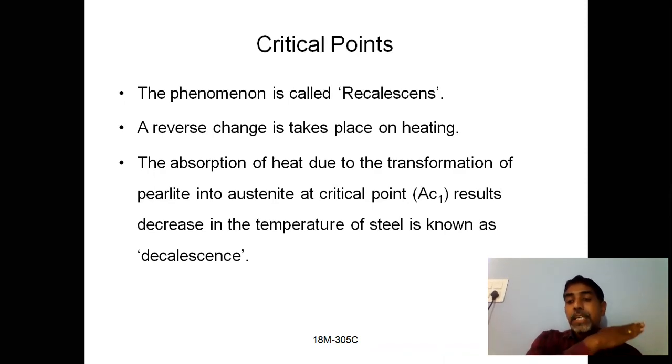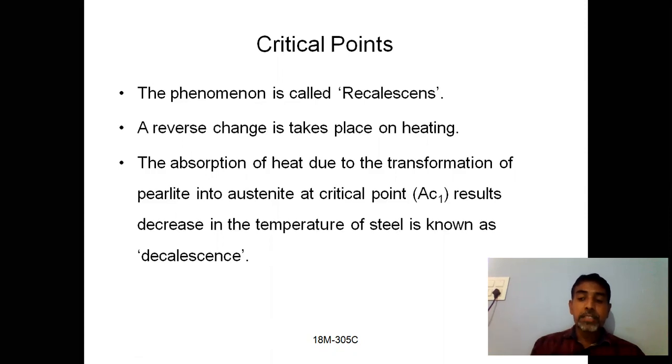In the previous case, the temperature is increasing. Here what will happen? It will become dull. Then it is called decoalescence. So what we have discussed here are two phenomena, recoalescence and decoalescence. What is meant by recoalescence and what is meant by decoalescence?